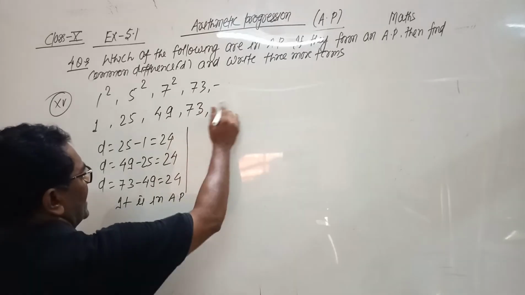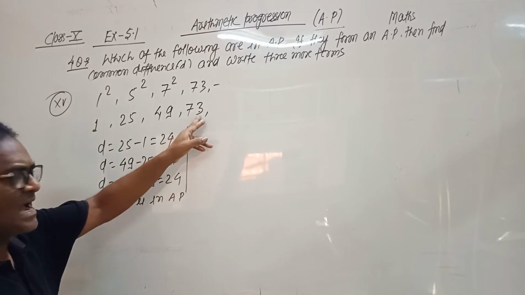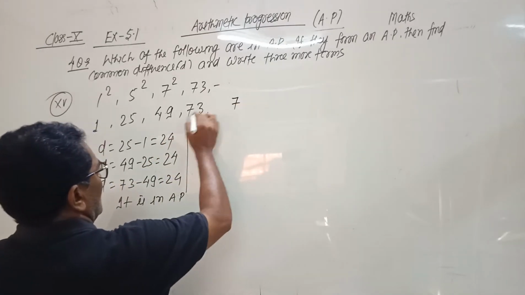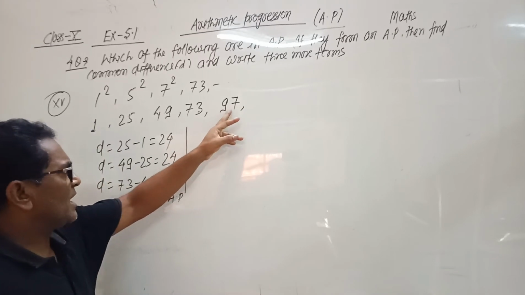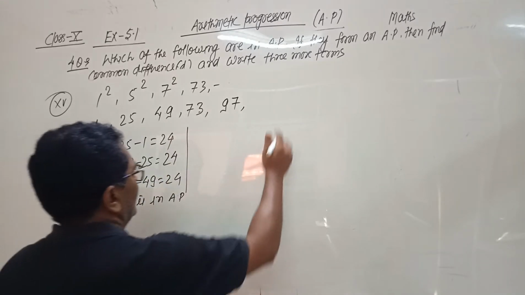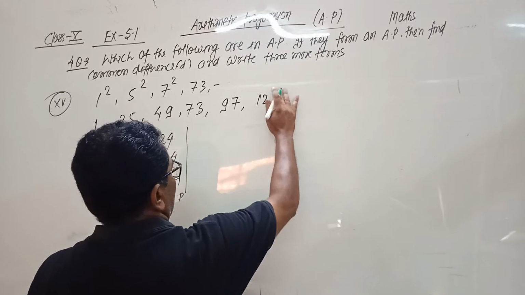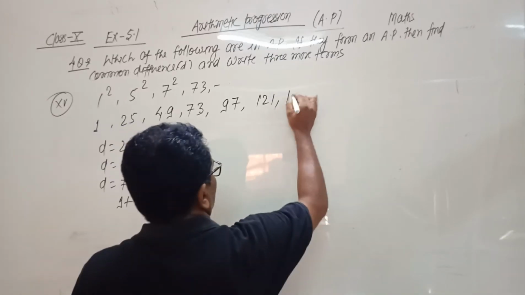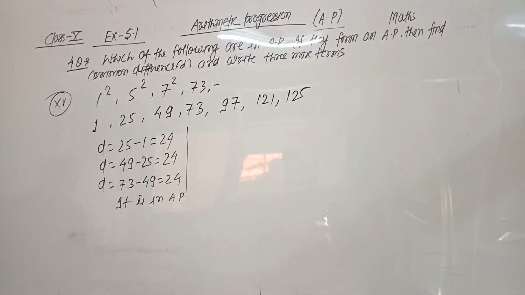For finding the next terms, we will add the common difference. 24 will be added to the last term. So 73 plus 24 is 97. Then again add 24 to the last term. So 97 plus 24 is 121. Then add 24 to the last term. We get 145. So these are the three next terms.